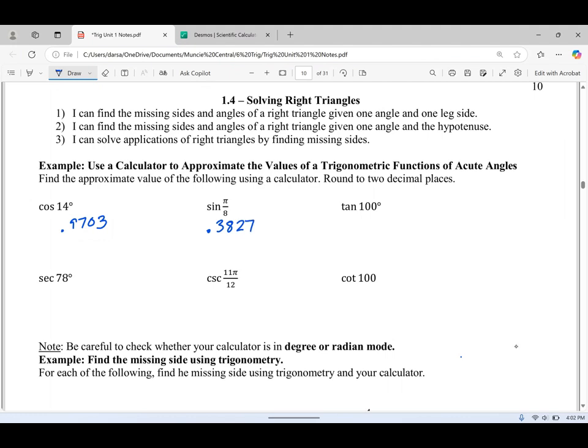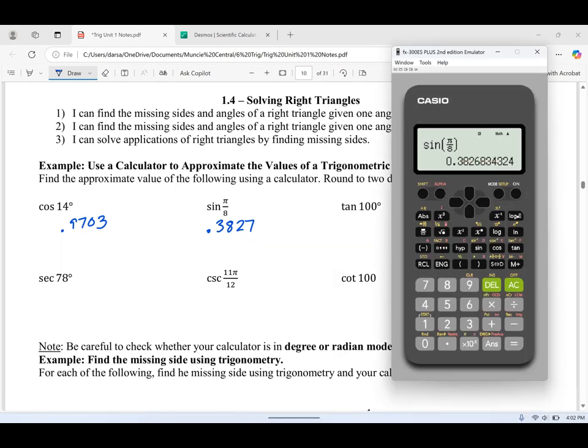Now let's look at this last one, tangent of 100. Is this in degrees or radians? Well, since we see the little degree symbol, this is in degrees. So we'll go back to our calculator. We will switch the mode again by going to setup and hitting number 3. And now we're going to find the tangent of 100 degrees. Close parentheses. The tangent of 100 degrees is negative 5.6713.